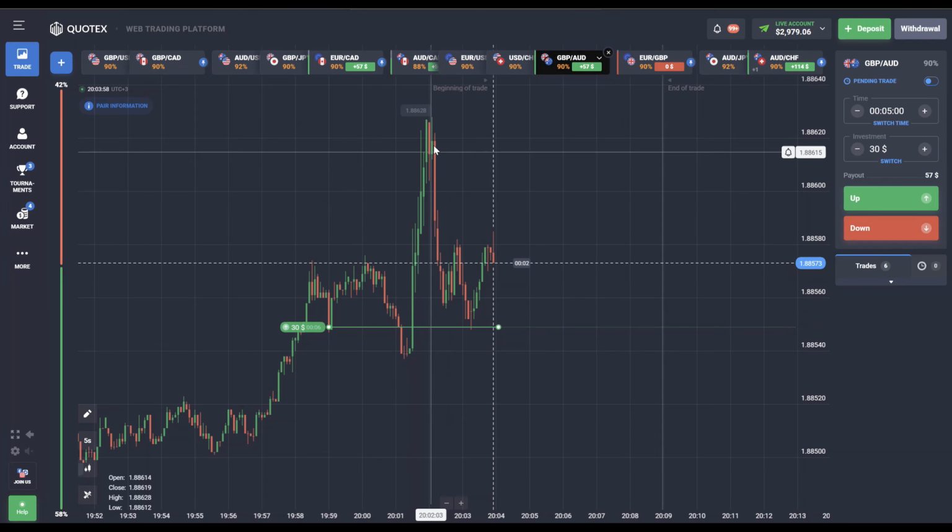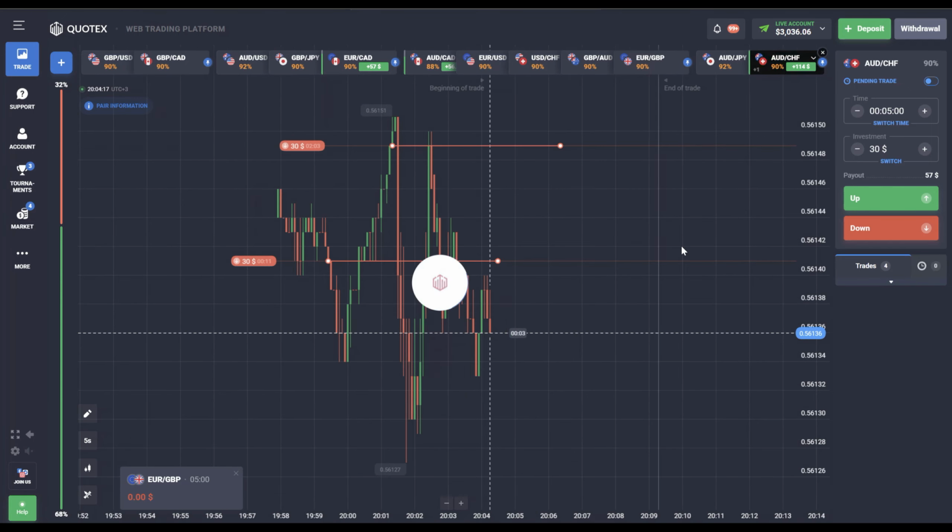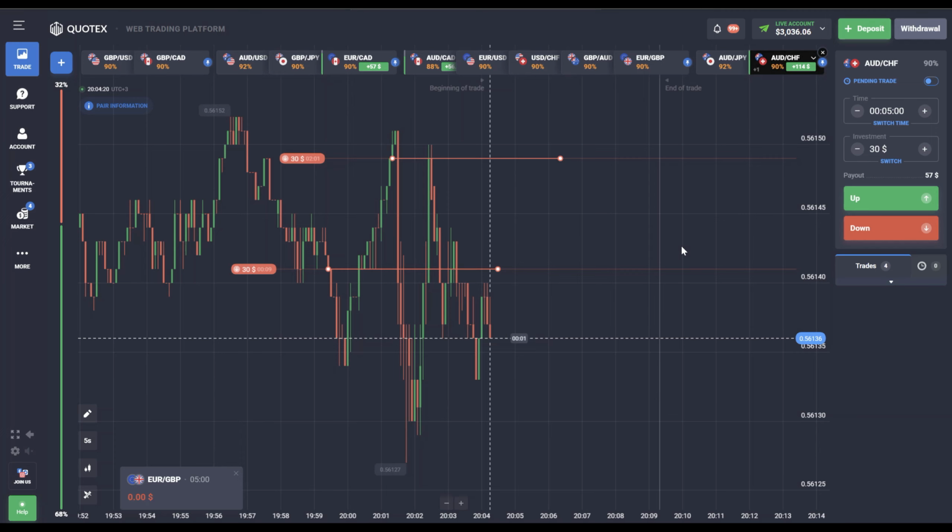Euro British pound. It'll be a shame here, of course, if the trade closes at a loss, but there's nothing I can do about that. Yes, a loss. Aussie dollar Swiss franc. 10 seconds, the lower trade. Well, it looks like everything's not bad. Yes, the trade closes in profit, and 3 trades remain.